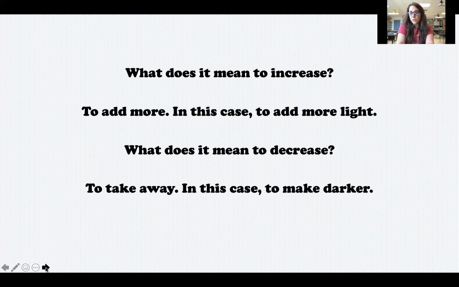Today I told you your target is to talk about the effects of increasing and decreasing light energy on an object. So let's make sure we understand what those words mean. What does it mean to increase? Increase means to add more. In this case, to add more light. So to increase light would be to turn the lights on, make them brighter. And to decrease means to take away. So in this case, decreasing light energy would mean to make it darker, or to turn off the lights.